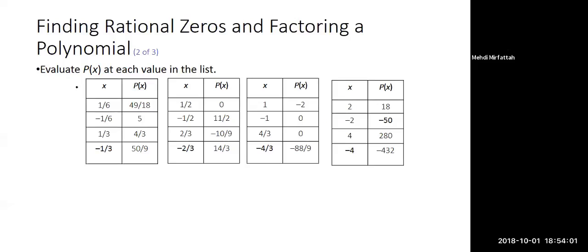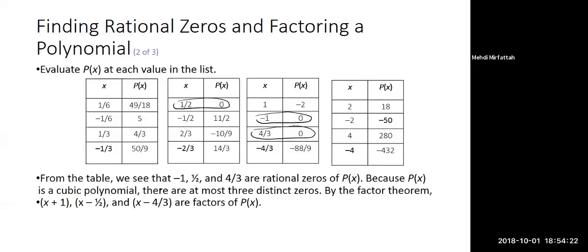So if you evaluate P of X at these points, you can see that P of X would be 0 at x equal to 1/2. P of X would be equal to 0 at x equal to minus 1. P of X would be equal to 0 at x equal to 4 over 3. So that means from that table, we can see -1, 1/2, and 4 over 3 are rational zeros of P of X. These are the factors of that polynomial. The first factor would be x plus 1 then. The next one would be x minus 1/2, and the next factor would be x minus 4 over 3.